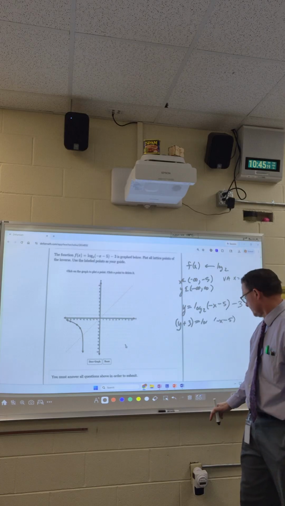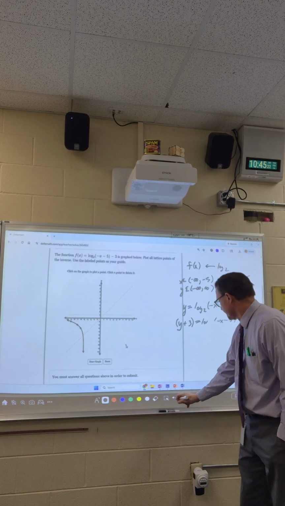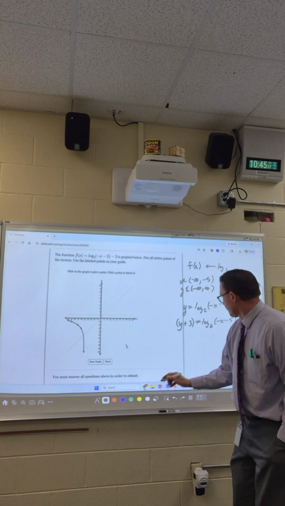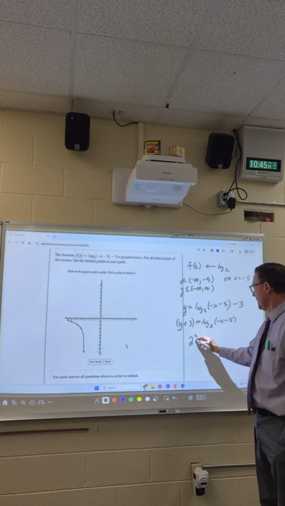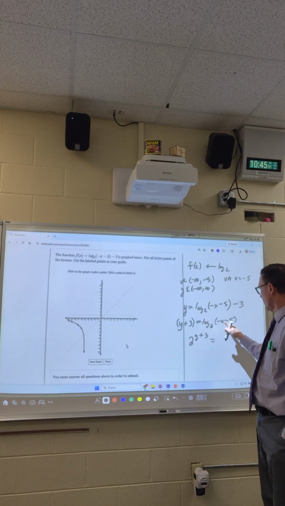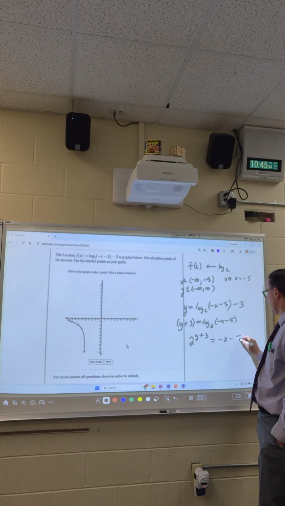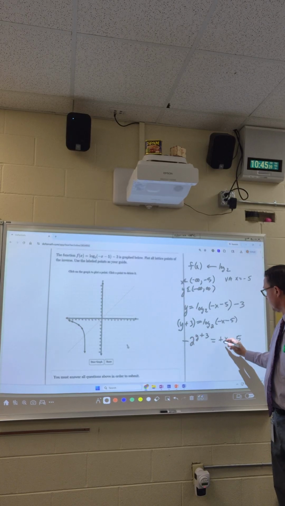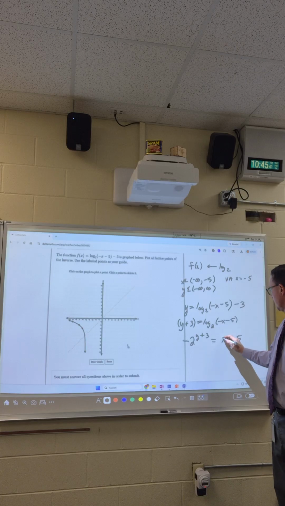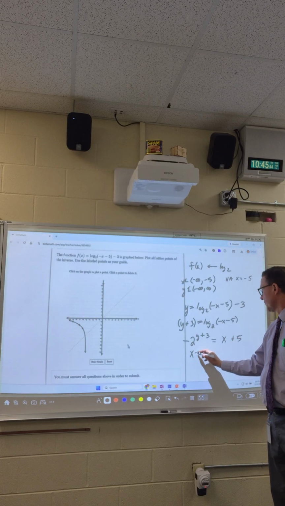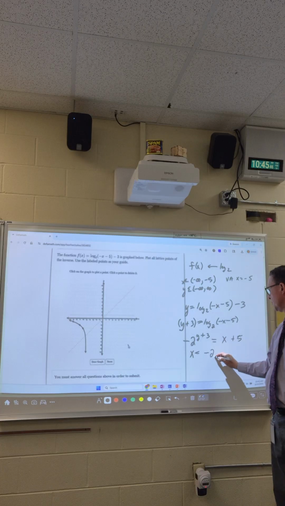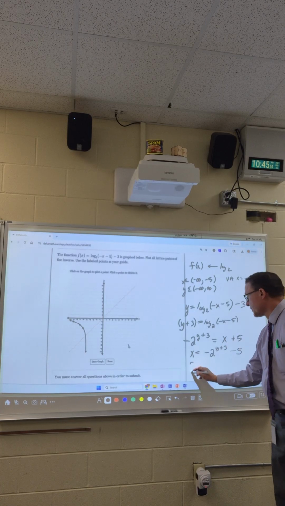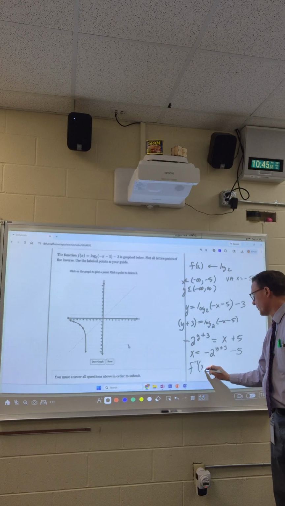2 to the y plus 3, right? So 2 to the y plus 3 is going to equal the inside, which is negative x minus 5. I hate the negative, so I'll multiply everything by a negative. And I'll get x equals negative 2 to the y plus 3, and I'm going to move that 5 to the other side. This is going to be our inverse that we'll need at the bottom after we move the points.